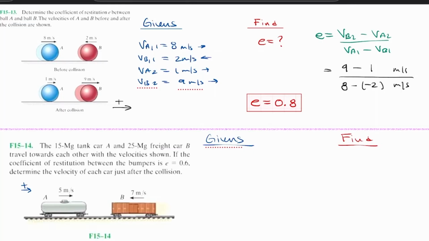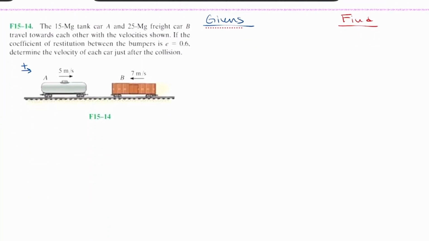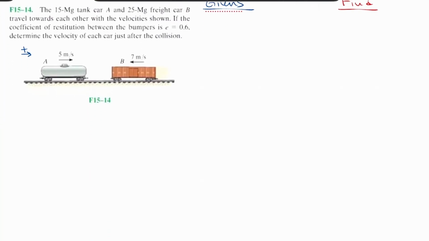Let's do the problem below. In this case, we have two cars that are colliding right there. They're two freight cars. We have the masses of both, we have their velocities, and they're giving us a coefficient of restitution also right there. So they're asking us to determine the velocity of each car after the collision. So what are those velocities for the cars?